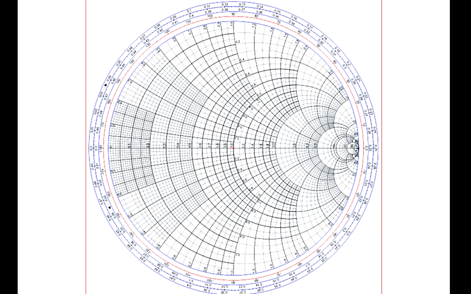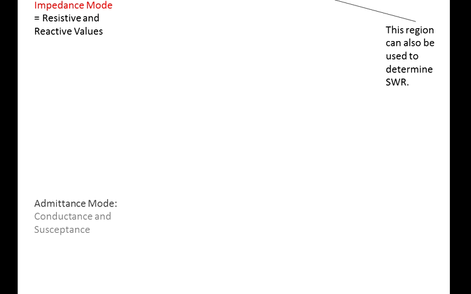And notice that on that line that 1 is drawn on, there's a bunch of circles that intersect it. And then if you follow the circles out, you'll see arcs that are intercepting those circles, and they will represent reactive values. We'll try to break this down better for you in the next slide. So once again, we're looking at impedance mode with resistive and reactive values. Also, admittance mode can be acquired from the Smith chart, which would be composed of conductive and susceptive values.